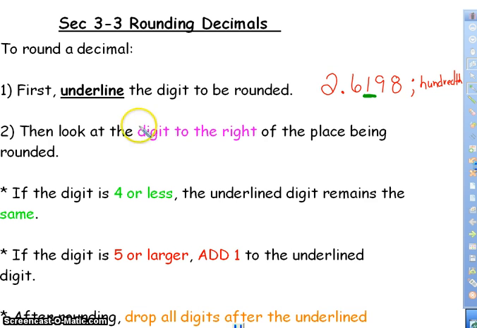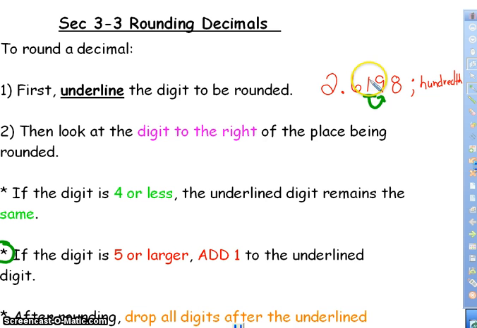Okay. Second step, then look at the digit to the right of the place value being rounded. So to the right, I have a 9. And when you look to the right, I'm going to keep these two things in mind. If the digit is 4 or less, the underlined digit remains the same. If the digit is 5 or larger, you're going to add 1 to the underlined digit. So I'm looking at it and it's a 9, so that falls under this rule right here. The digit is 5 or larger, so I'm going to add 1 to the underlined digit.